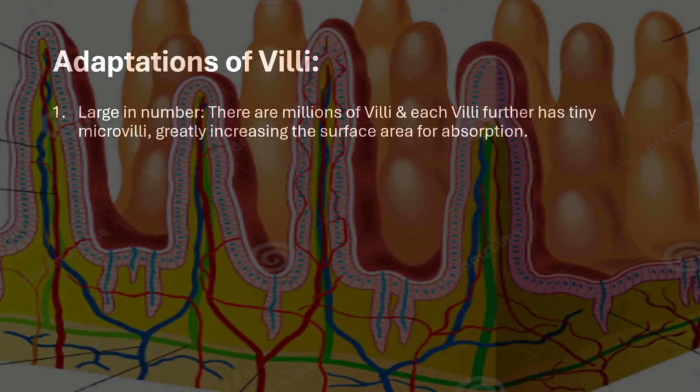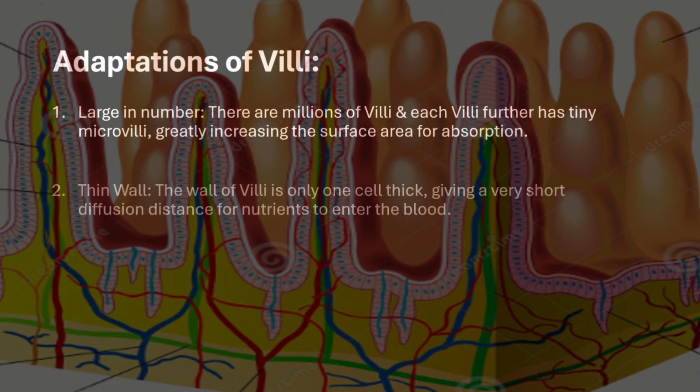Now let's discuss how these villi are adapted to their functions, meaning their adaptations. Firstly, villi are large in number in the ileum. There are millions of villi, and each villus has many tiny microvilli. This greatly increases the surface area for absorption. As we know, surface area is one of the factors for diffusion and absorption. So as it increases, the absorption also increases.